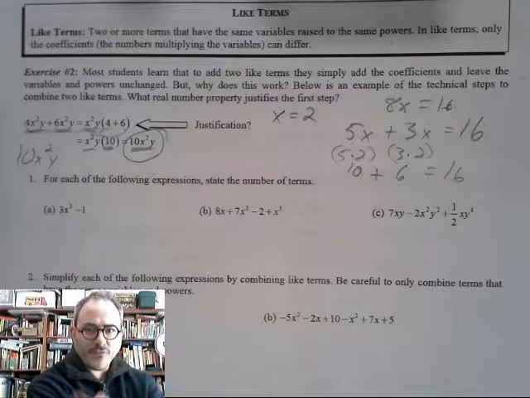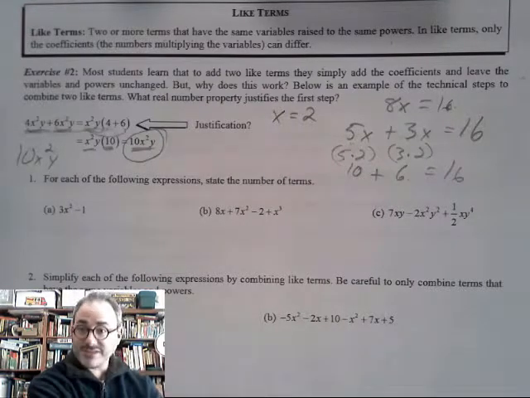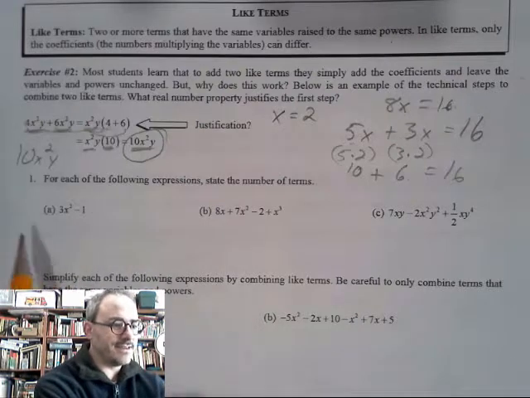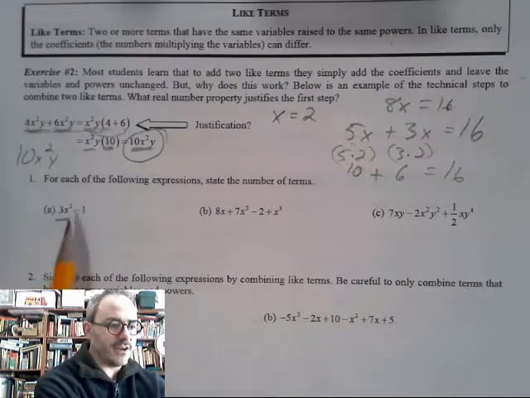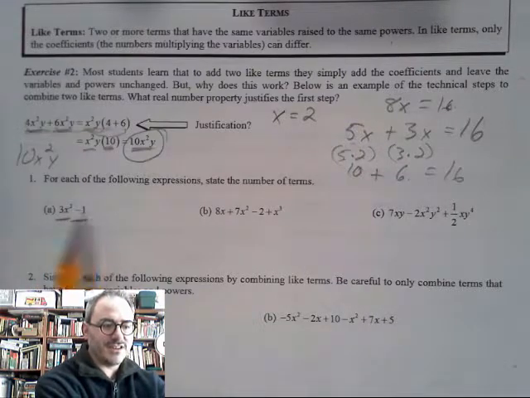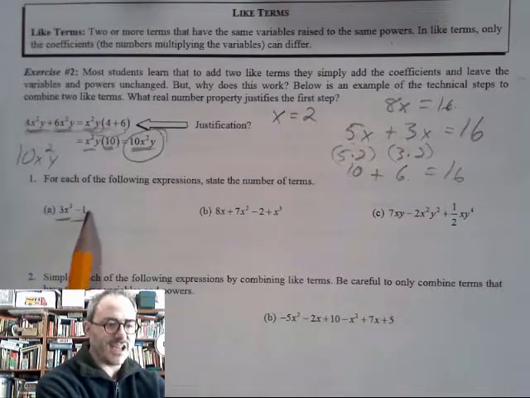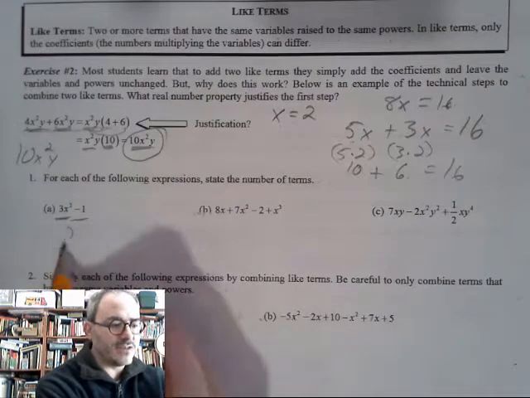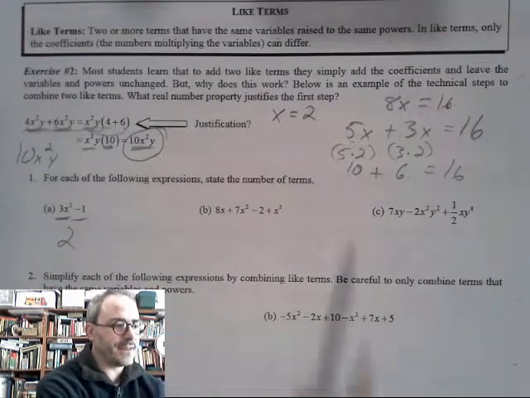Okay, hopefully you paused the video and gave some of these a shot. Let me show you how to do this. There's one term here. There's one term here. Notice how they're being multiplied. There are two different things being multiplied together here. This doesn't have any variable by it, so I have two terms here.